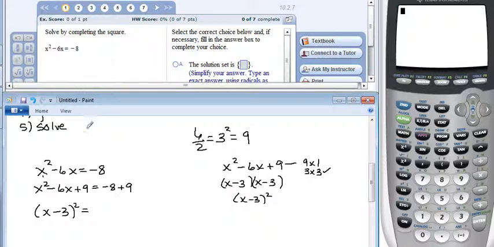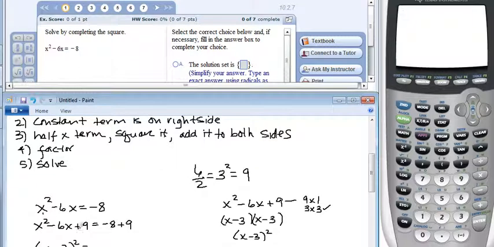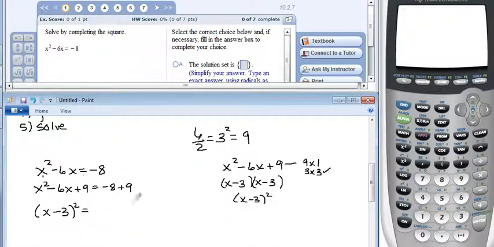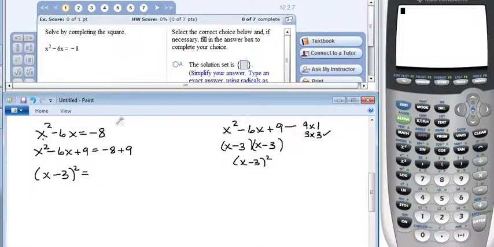Okay, so that was my factor. So I factored my left side. I turned it into a perfect square trinomial. And now I'm solving for x. Well, negative 8 and 9 make what? 1. Now I'm back to section 10.1, aren't I?